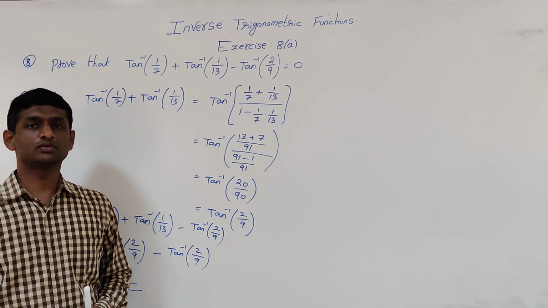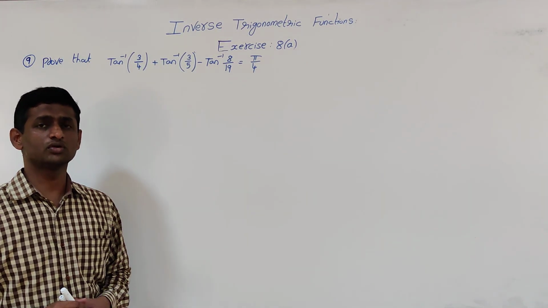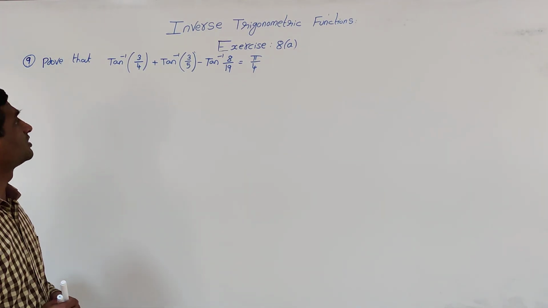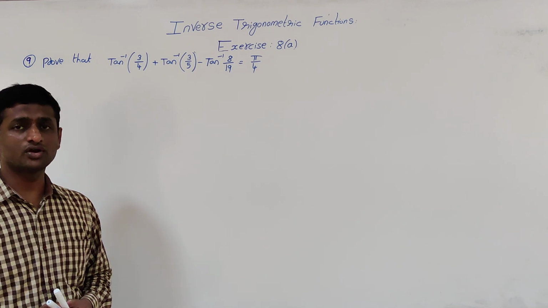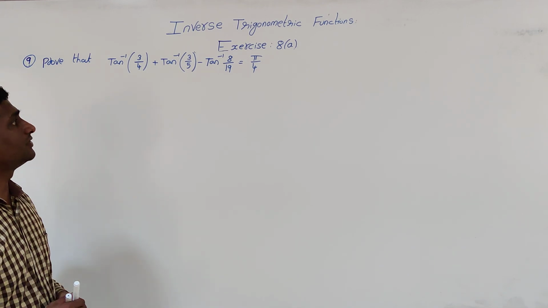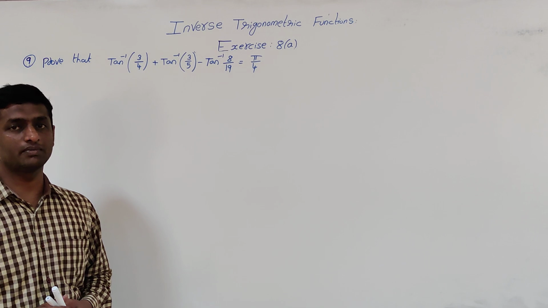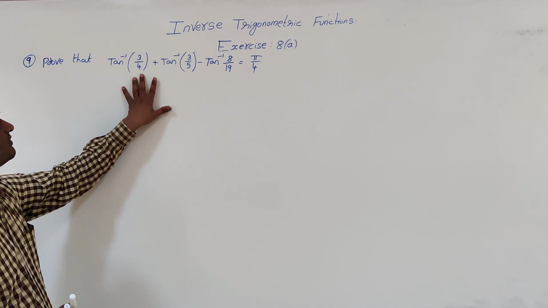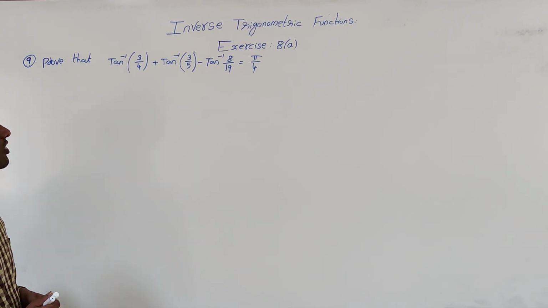So we'll see the next problem. Prove that tan inverse of 3/4 plus tan inverse of 3/5 minus tan inverse of 8/19 is equal to pi by 4. We'll simplify the first two terms, as they are in the form of tan inverse of x plus tan inverse of y.